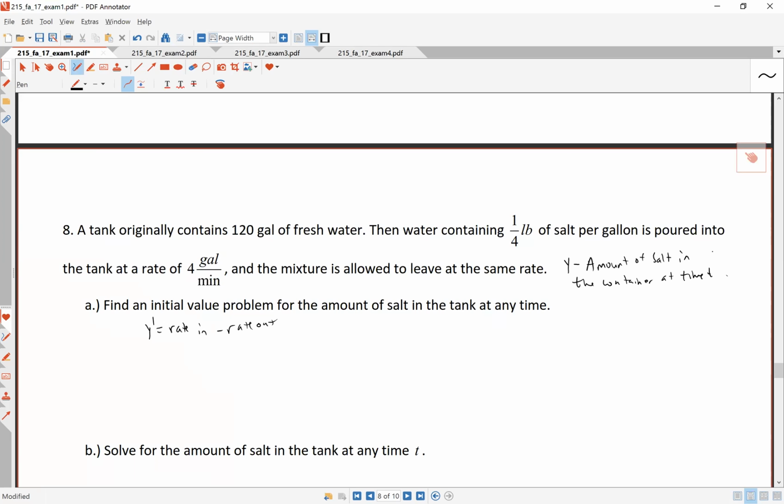So if the y is the amount of salt in the container, then y prime is pounds per minute, how it's changing. And so the rate in says that water containing a quarter pound of salt per gallon is poured into the tank at a rate of 4 gallons per minute.